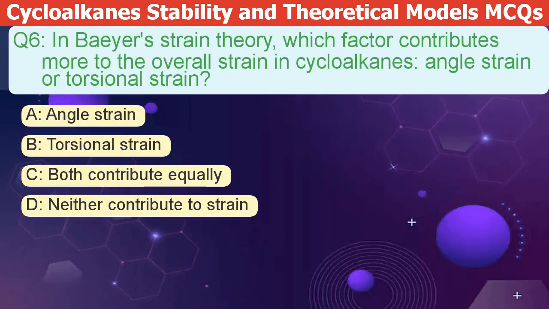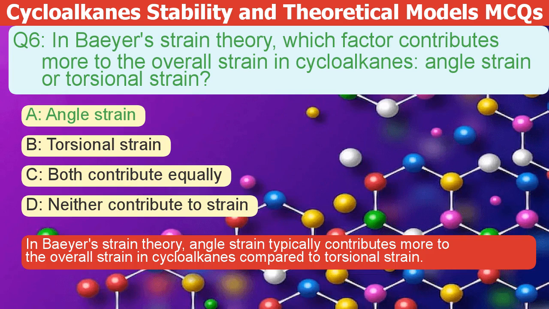In Baeyer's strain theory, which factor contributes more to the overall strain in cycloalkanes, angle strain or torsional strain? A. Angle strain. B. Torsional strain. C. Both contribute equally. D. Neither contribute to strain. The correct answer is A. In Baeyer's strain theory, angle strain typically contributes more to the overall strain in cycloalkanes compared to torsional strain.